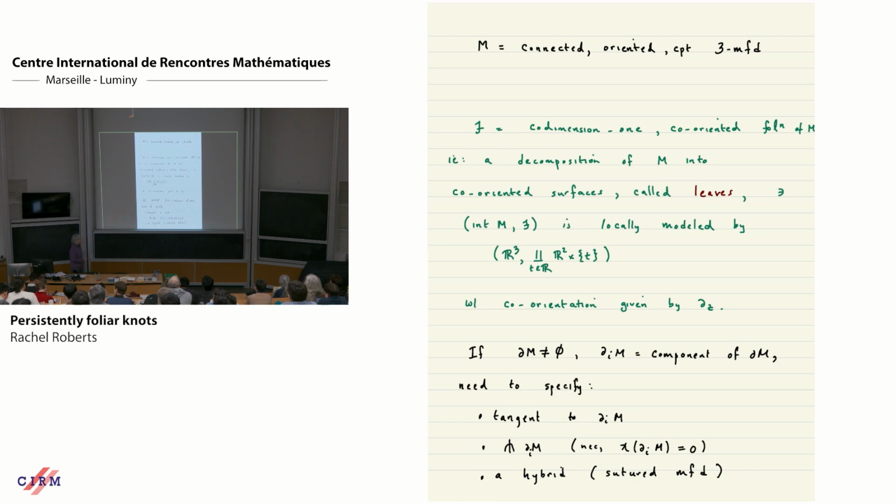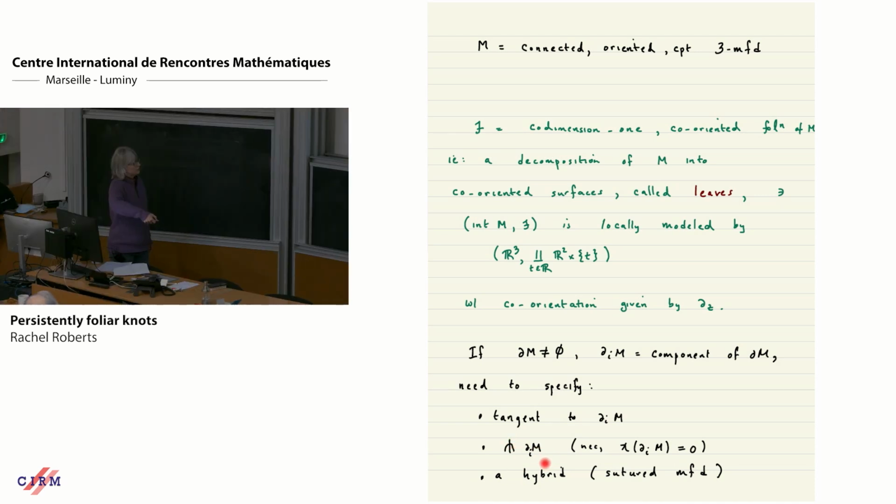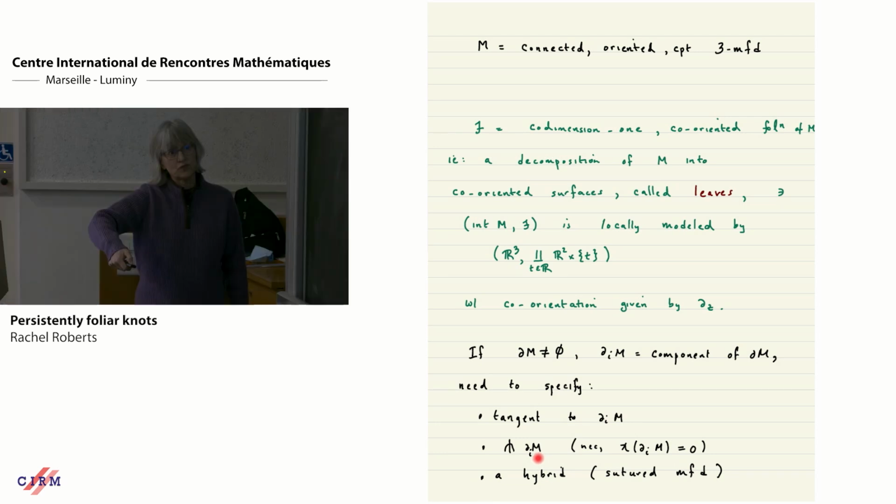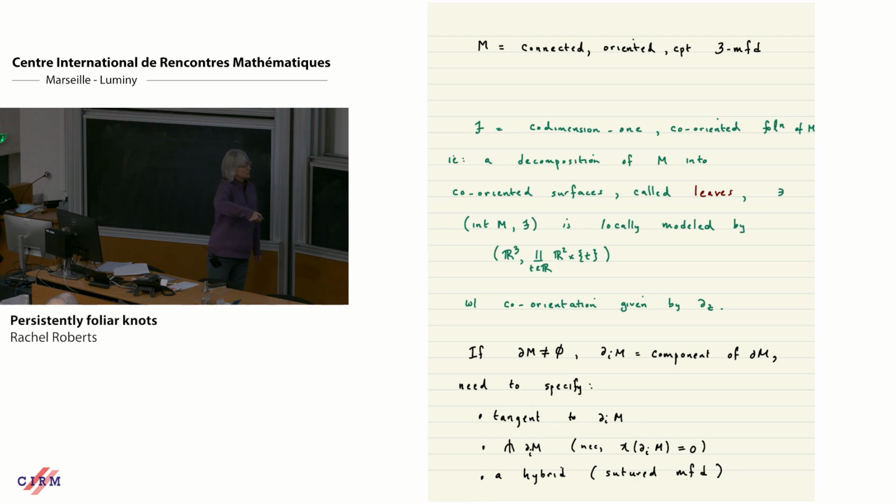If your boundary is, let's say, a torus, then we can insist that the foliation be tangent to the boundary, or we can insist that it be transverse to the boundary. Then we're going to allow ourselves more complicated boundary components, and we're going to use these notions of Dehn, where we're talking about sutured manifolds. At the moment, I'm just going to say we've got some sort of hybrid: parts where the foliation is tangent to the boundary and parts where it's transverse.